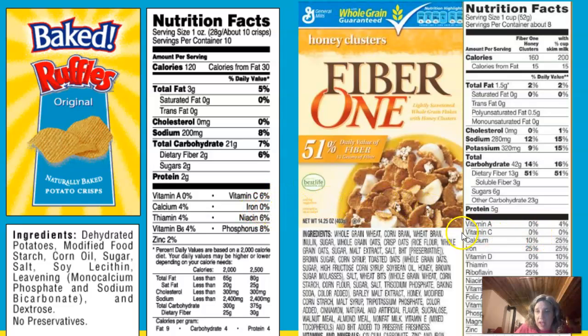So vitamin A, you don't get any. And I'm just looking at the cereal, which has two different columns. One is just for the cereal, and then the other is with half a cup of skim milk. So I'm just looking at just the cereal. 10% calcium, 25% iron, so it's got a good amount of iron in it.